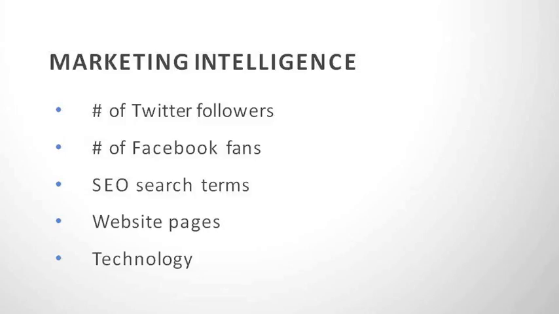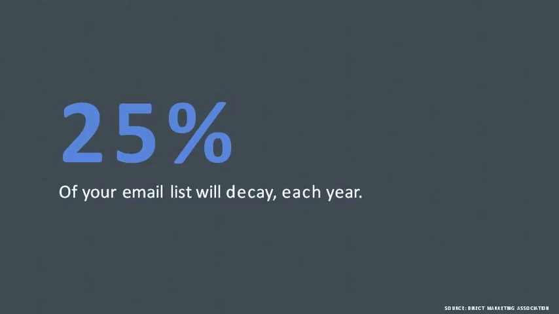Now, one of the main reasons you segment is to preserve the health of your contact database. Consider this: 25% of your email list will decay each year. By that logic, a list with 10,000 contacts will be reduced to just 5,625 viable contacts in 3 years.